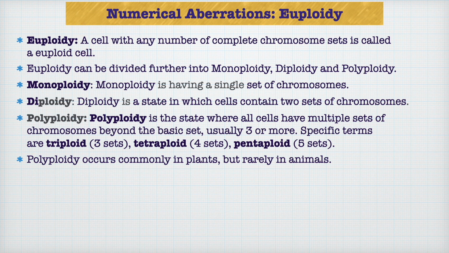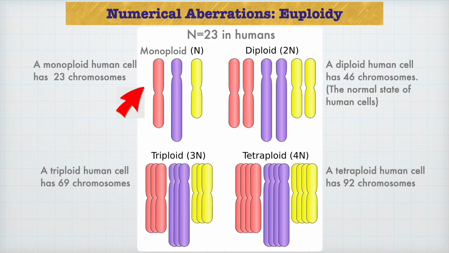Let us understand the term ploidy first. Ploidy means the number of complete sets of chromosomes in a cell in an organism. Normal human cells are diploid. It means it has 2 sets of chromosomes. A cell with any number of complete chromosome sets is called a euploid cell. Euploid can be divided further into monoploid, diploid, and polyploid. A human monoploid cell has a single set of chromosomes. It means it has only 23 chromosomes.